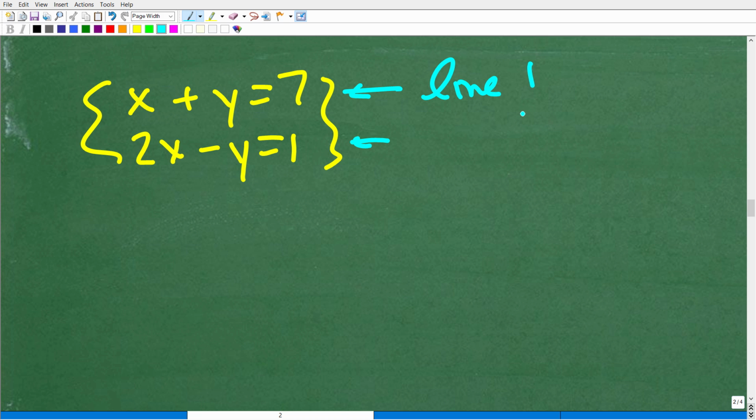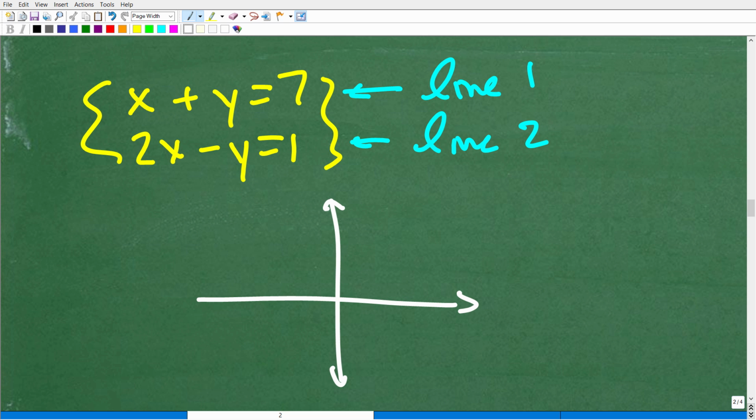Okay, this is a line. We'll call this line 1, and this would be like line 2. In other words, we could graph these lines on the x, y plane. So let me just real quick draw a little x and y.